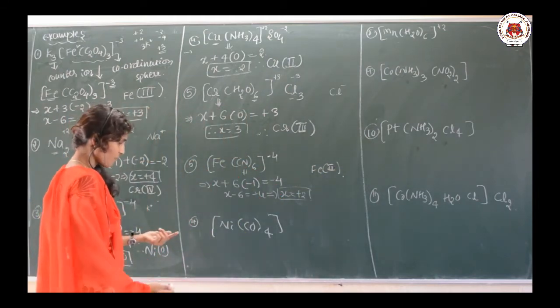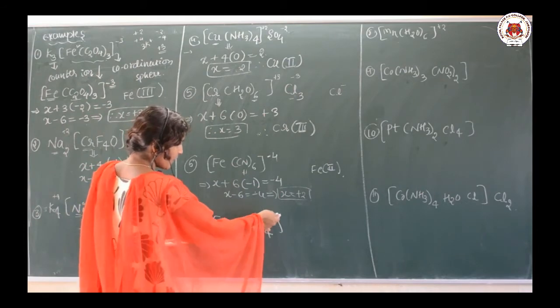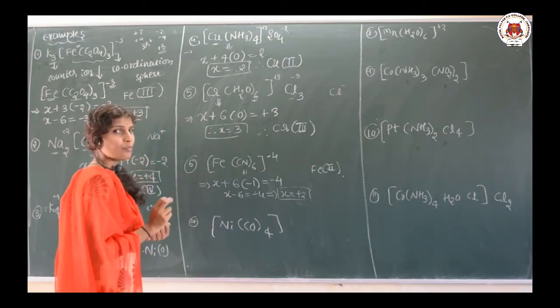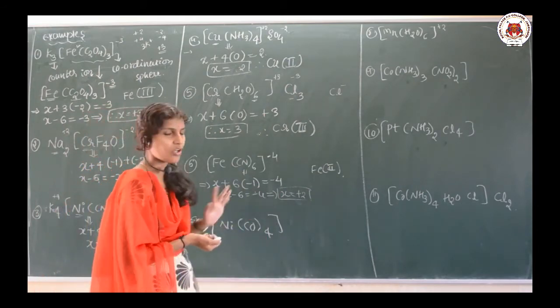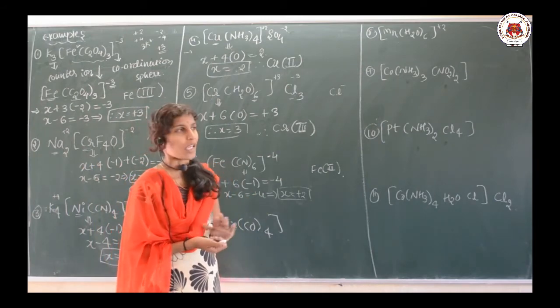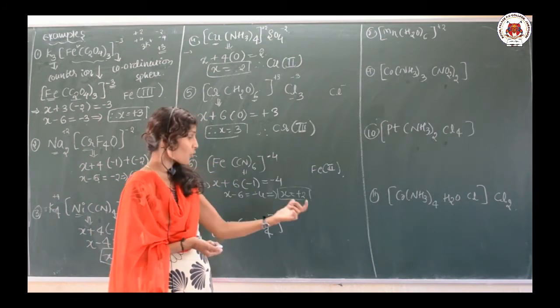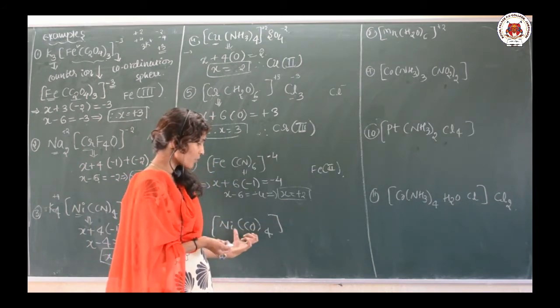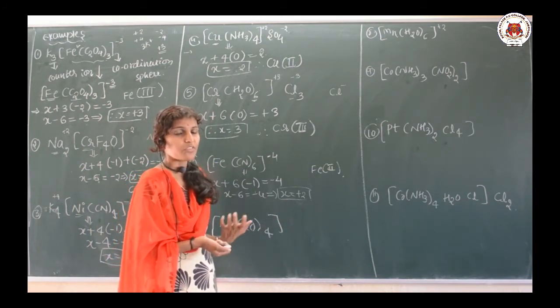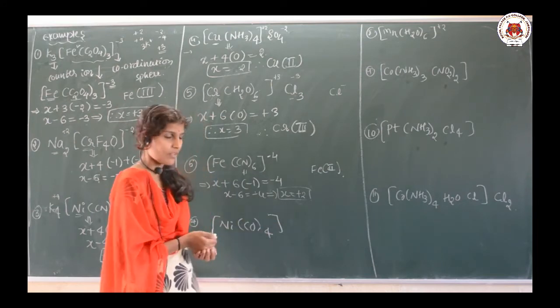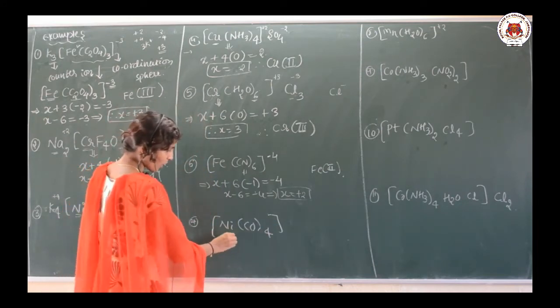Okay. Next, this is important. Here no charge is there. If there is no charge on the complex, it is neutral. You can equate the sum of the oxidation states to 0. I will tell you how to take it here.